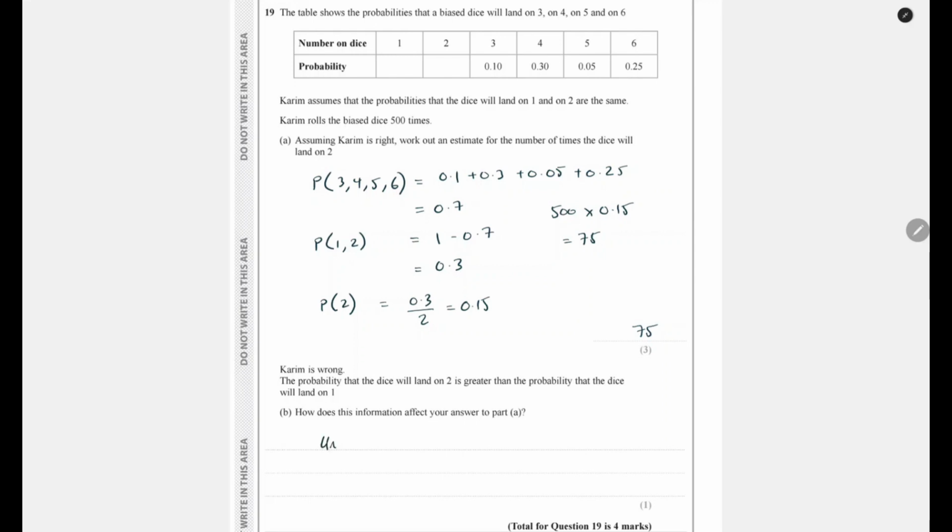So we've underestimated how many times the dice will land on 2.